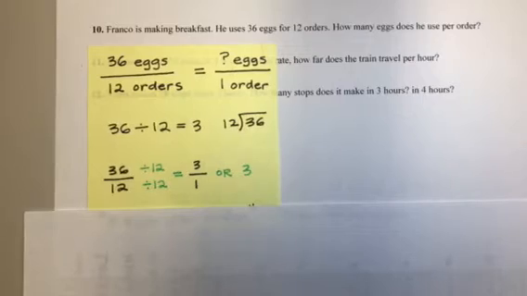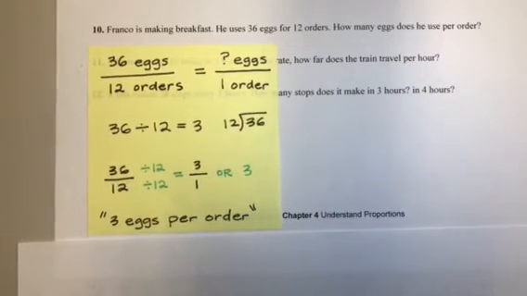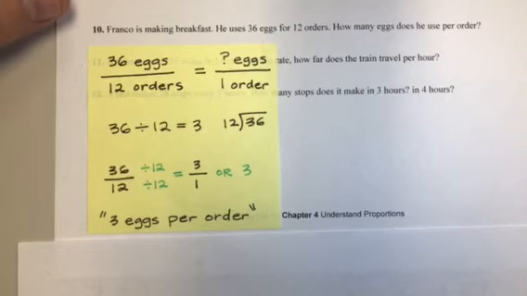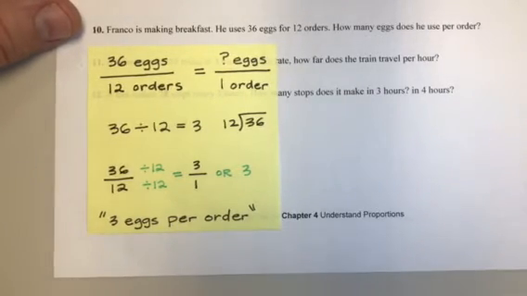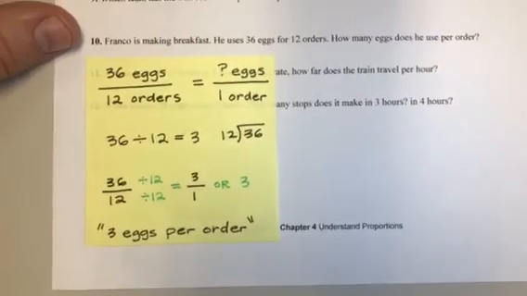And the way we would probably say that most of the time is just 3 eggs per order, per meaning 1. And so that's kind of the thought process that the student should be going through in order to take these rates and turn them into unit rates as a denominator of 1, or something per something, so many eggs per order, or so many hours per day, or whatever the problem is asking for.